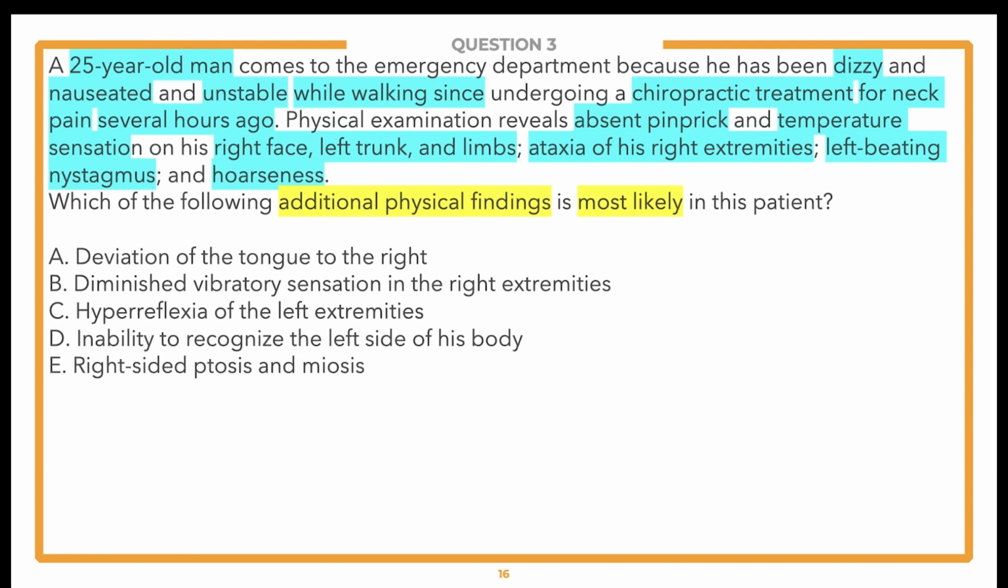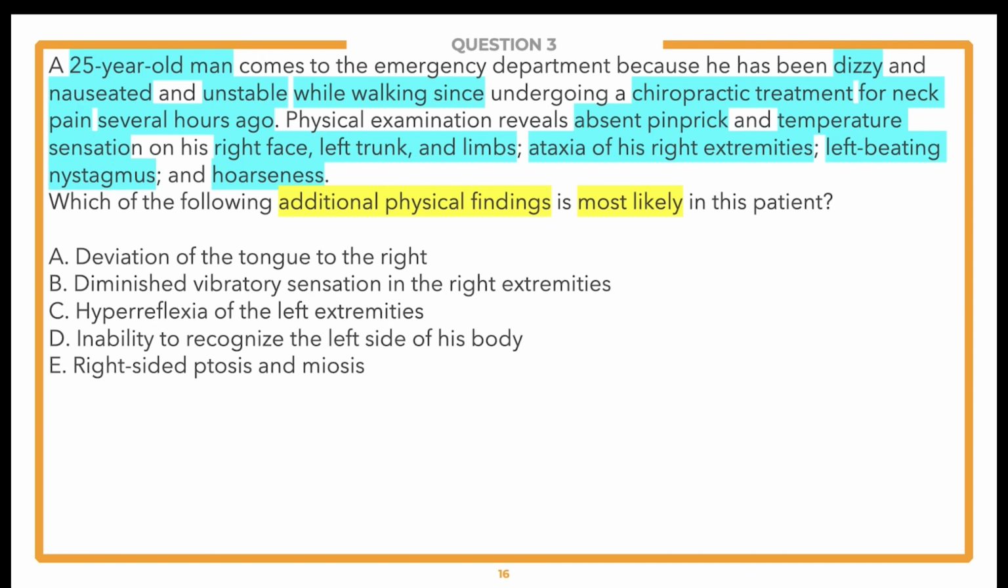E, right-sided ptosis and miosis. D, inability to recognize the left side of his body. C, hyperreflexia of the left extremities. B, diminished vibratory sensation in the right extremities. And deviation of the tongue to the right, answer choice A. So we'll give all of you a few seconds here to take a look and lock in your answer choices.